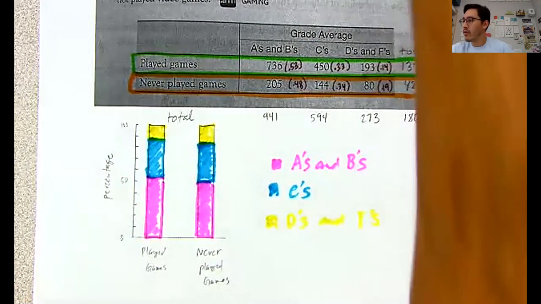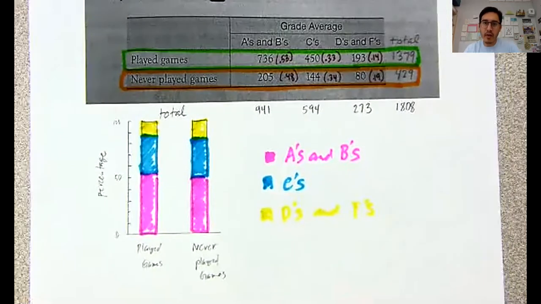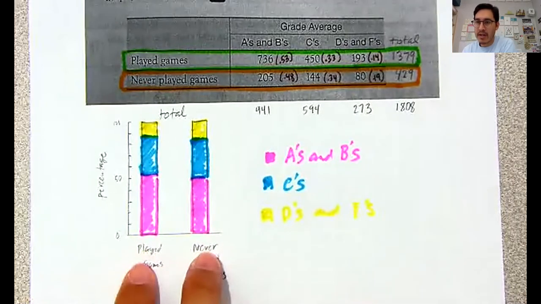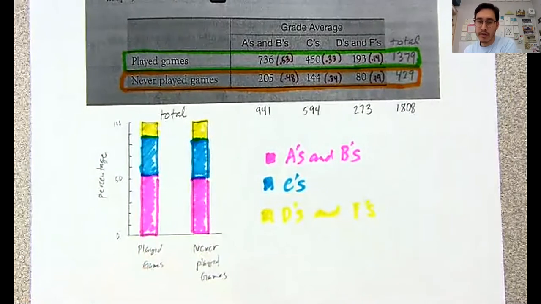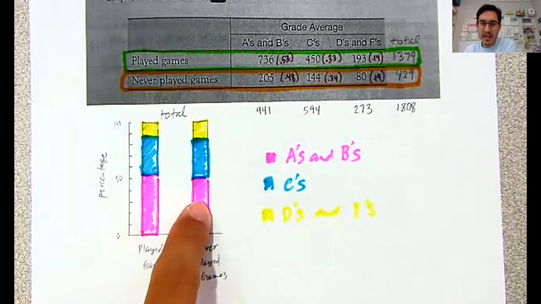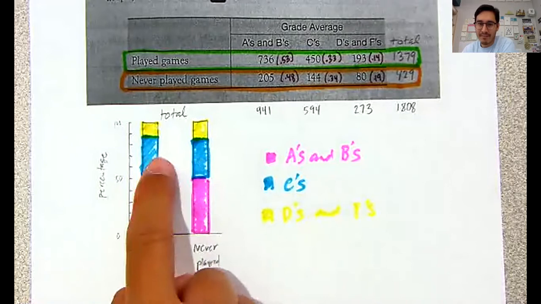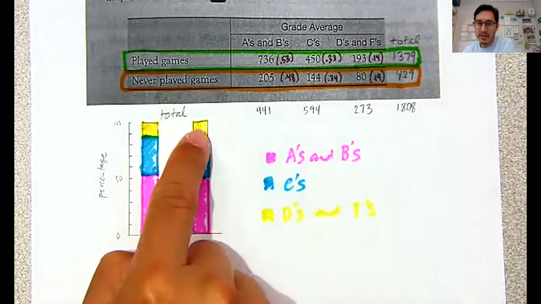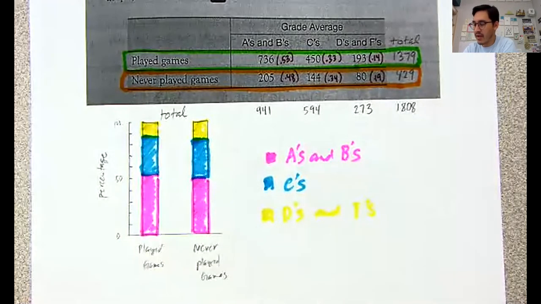All right, so the statistical question that we might have asked about this data is, is there a relationship between playing video games and grades? And now that we're looking at this segmented bar chart, which is showing the percentages, it doesn't look like there's a whole lot of difference, right? The size of the pink segments are more or less the same. The size of the blue segments are about the same size. And the yellow segments, again, about the same size.